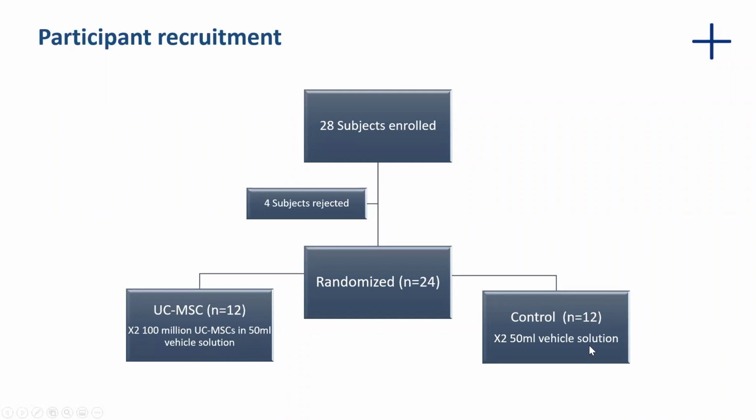The 12 subjects that were allocated to the mesenchymal group were given 2 intravenous infusions of 100 million umbilical cord mesenchymal stem cells in a 15 ml vehicle solution containing human serum albumin and heparin. And they were given these injections at day 0 and day 3. These cells were derived from the subepithelial lining of the umbilical cord. The other 12 subjects were allocated to the control group, and were given 2 infusions of just the 50 ml vehicle solution at day 0 and 3.